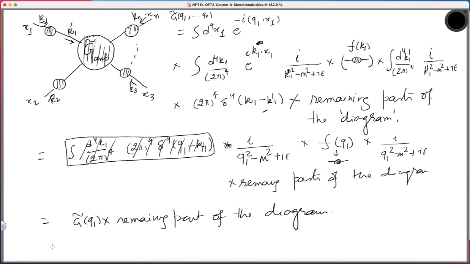And if you do the same on each of the legs, then you get g tilde of q1 times g tilde of q2, and so forth, up to g tilde of qn, times what? Times exactly what we call the g tilde amputated Green's function with all these momenta.